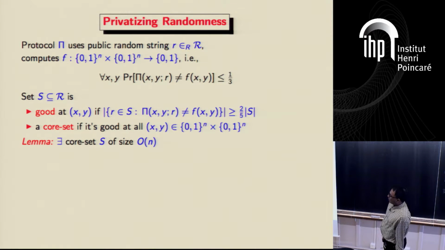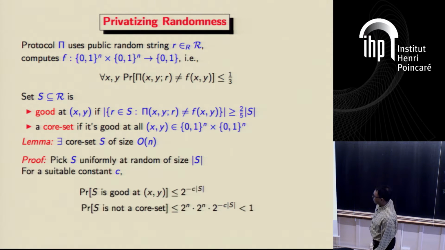There's an easy argument using, say, a Chernoff bound, which shows us that there is a core set of size order n. So let's see how we prove this. The proof is simply to pick this set uniformly at random, of some particular size. Then just look at the probability that S is actually good at some particular input. So this is a matter of: you expect 1/3 errors. What's the probability that you get more than 2/5 errors?